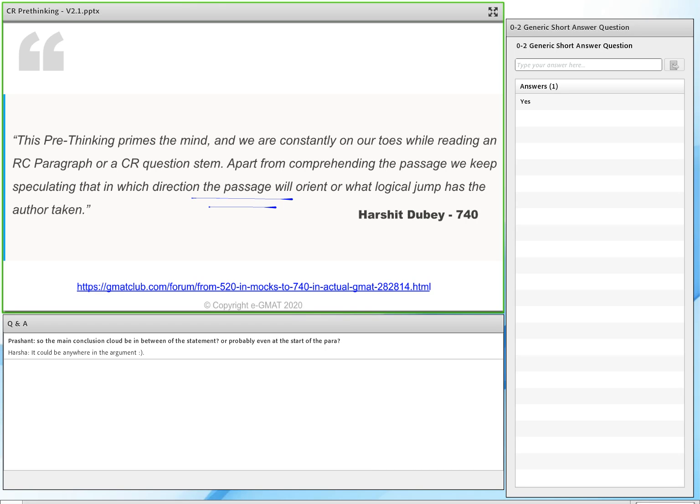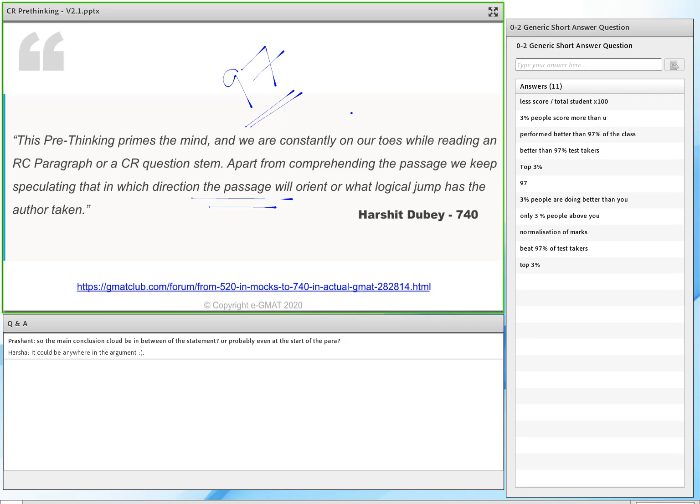Remember this: what if 730? What percentile is 730? About 97 percentile. What does that 97th percentile mean? Can you translate that into simple English? Yes, only 3% of the people worldwide are doing better than you.